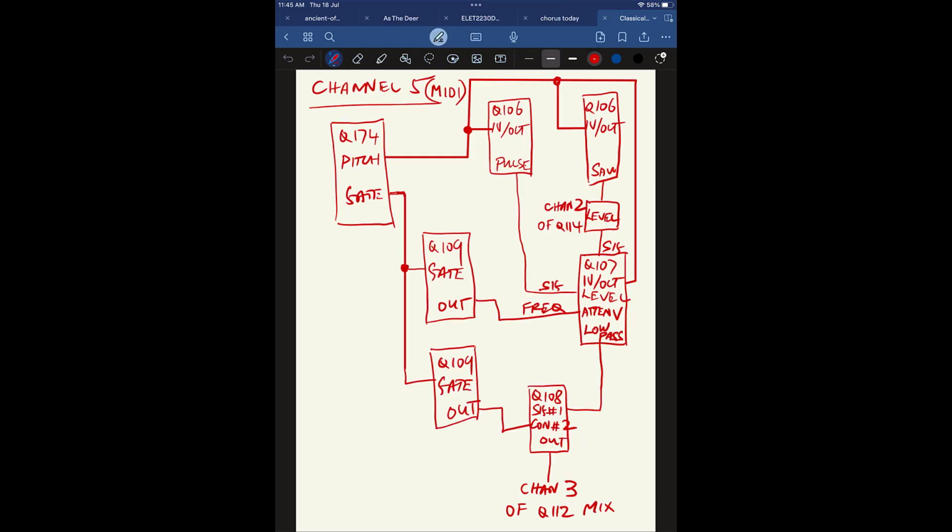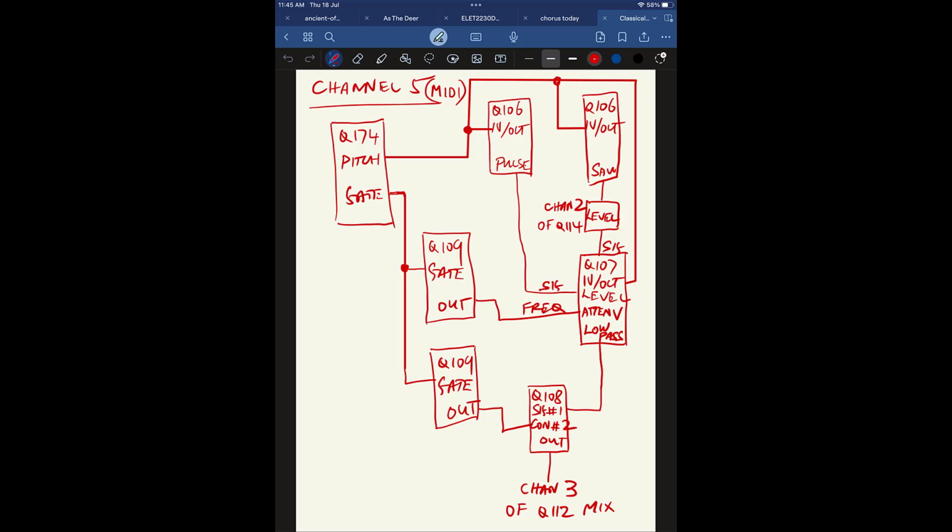Now finally we come to channel 5 of the MIDI, and as you can see, we're once again back to the two oscillator setup and the two envelope generators, with a separate envelope generator for our amplifier and another one for our filter, which allows some more complex sounds. And once again, our mixing is accomplished, just in case you didn't get it in the first one. Our mixing is accomplished by using the channel 2 of the Q114 mixer plus as a level attenuator.